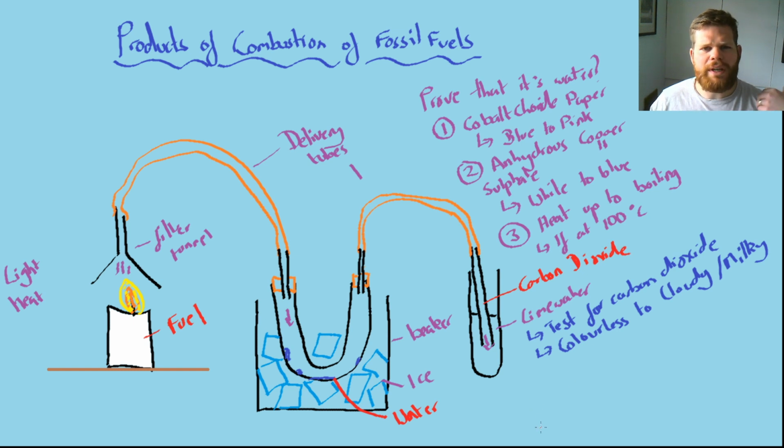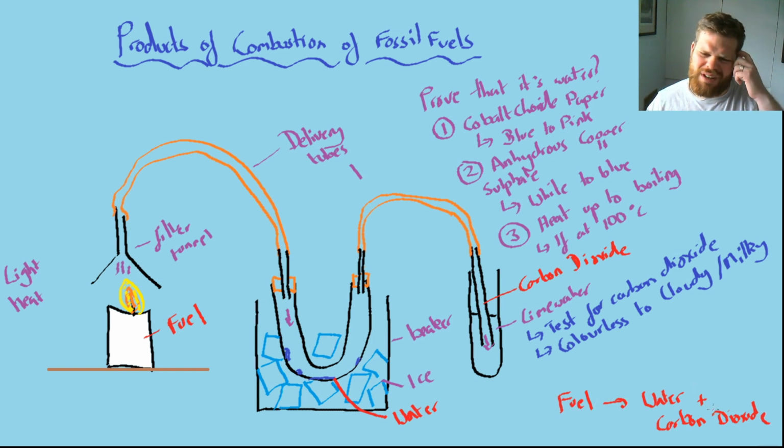Okay, so what we know about this is that we've got fuel and it's producing water and carbon dioxide. So I can actually write a general equation for our combustion. We've got fuel and it goes to water and carbon dioxide. However, let's have a little think about this. Fuel just turning into water and carbon dioxide? There must be something else.